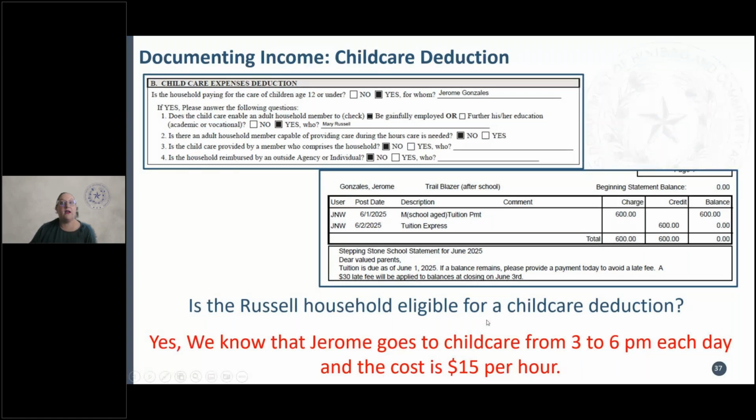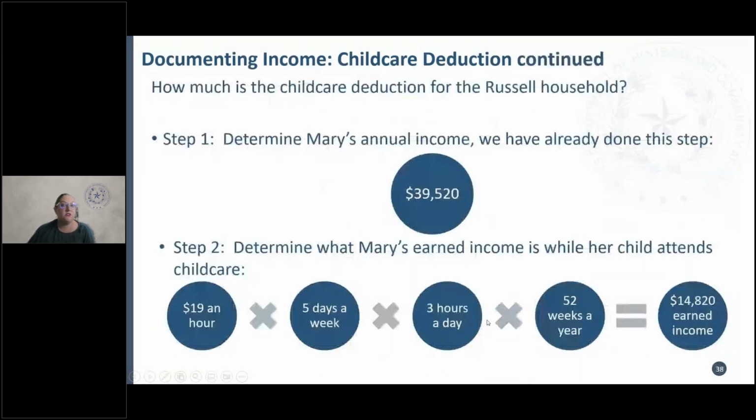So now we've got to calculate the deduction. First, we've got to determine Mary's annual income. We already did that. It's $39,520. Mary makes $19 an hour, working 5 days a week. The care is provided for 3 hours a day, 52 weeks in a year. The earned income during that time is $14,820. And that's Mary's income earned while her child attends childcare.